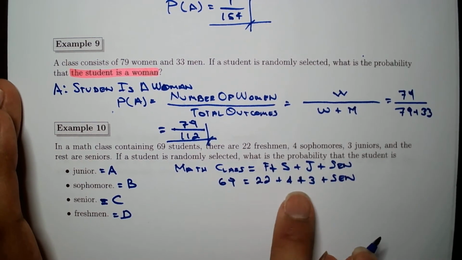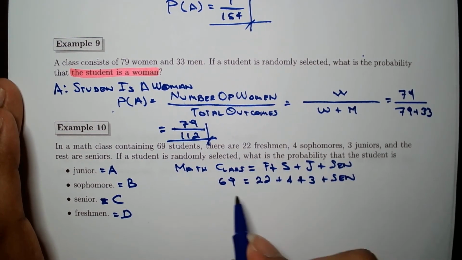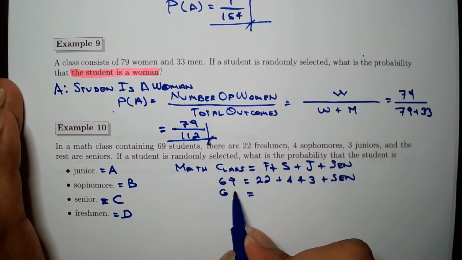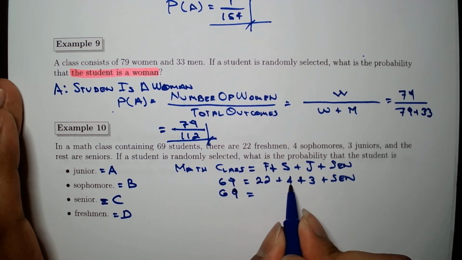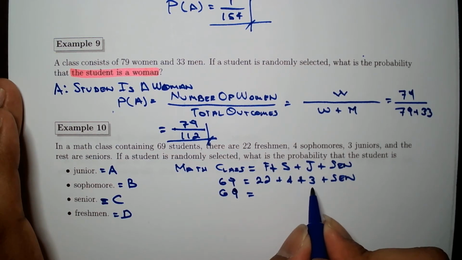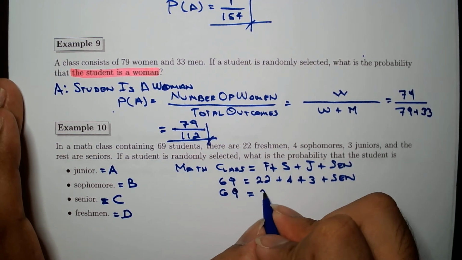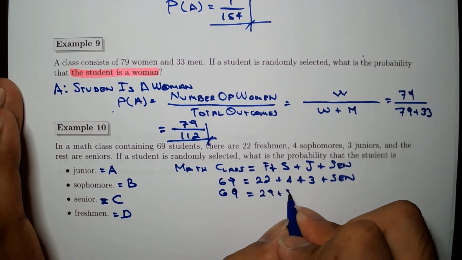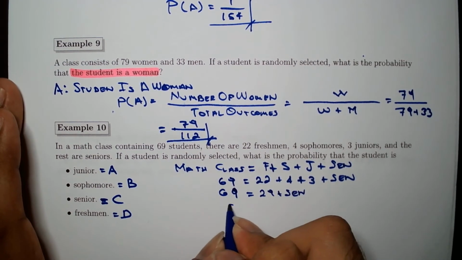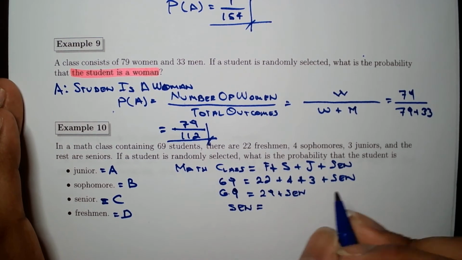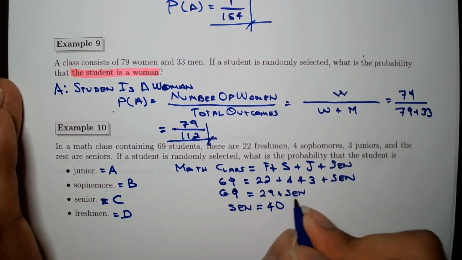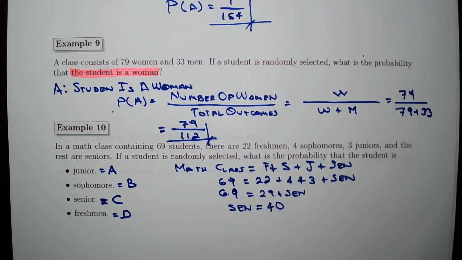seniors, well, let's find out how many seniors are here in this class. Well, not in the one in the problem, of course. 22 plus 4, that's 26. Plus 3, that's 29. And to get the number of seniors, this will be 69 minus 29, which is 40. So there are 40 seniors.